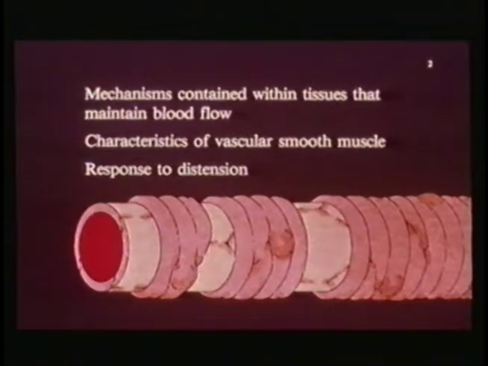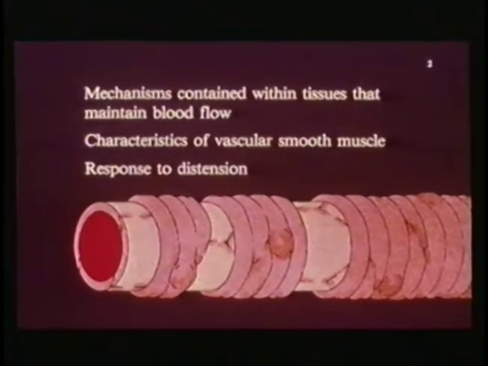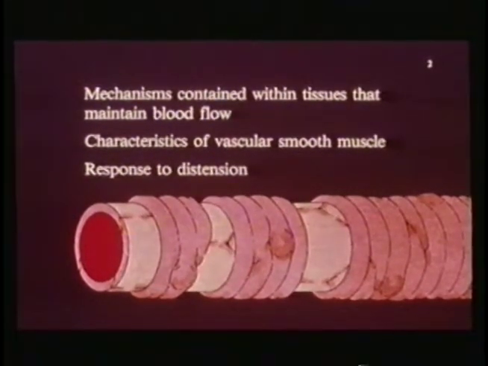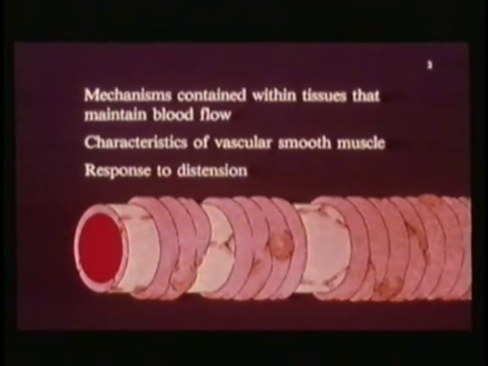2. In this program, we introduce the mechanisms contained wholly within tissues and organs that maintain the blood flow necessary to meet the needs of the tissues and enable them to carry out their functions. We discuss in detail the functional and mechanical characteristics of vascular smooth muscle and describe its response to distension.